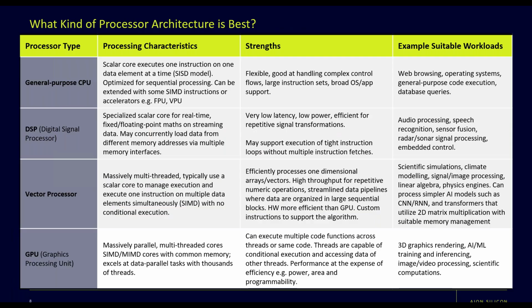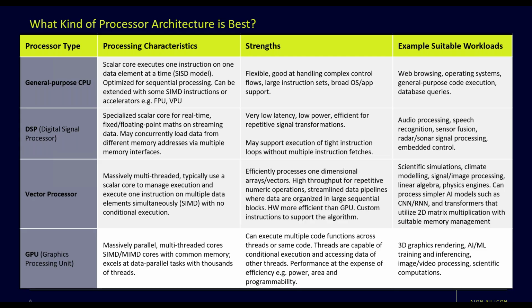Okay, how do we select a processor architecture? Well, I've kind of got four fairly high-level categories here. Very often we run into hybrids, but generally it breaks down into general purpose CPU. And that's the one we all know and love, I guess.